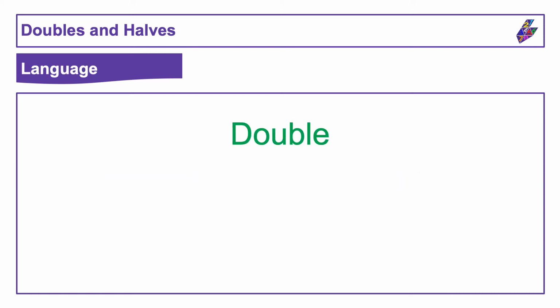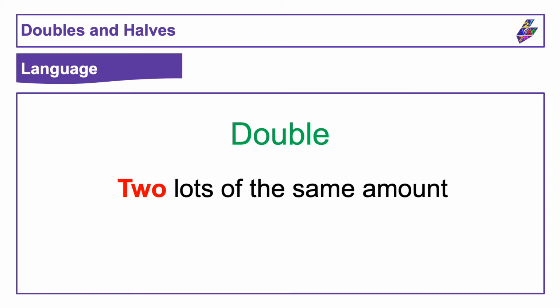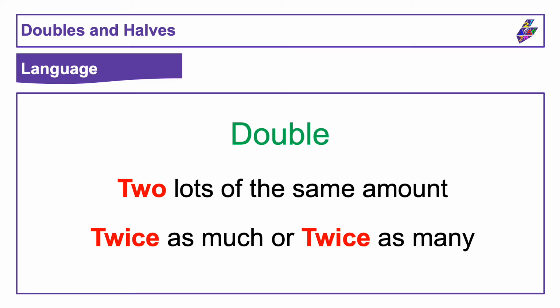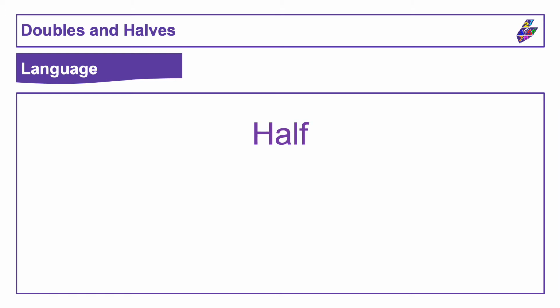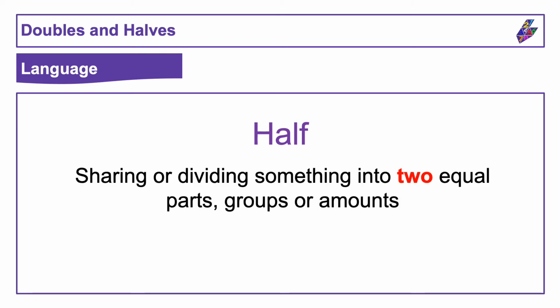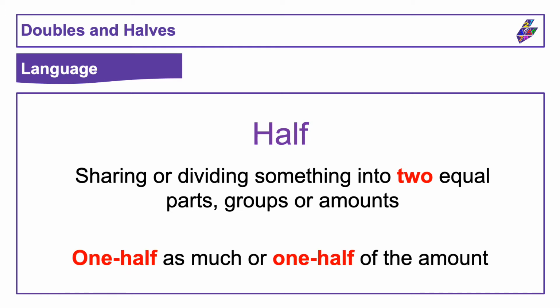As a reminder, double can mean that you have two lots of the same amount. Or it might mean that you have twice as much or twice as many. Half can mean sharing or dividing something into two equal parts, groups, or amounts. Or you might say that you have 1/2 as much or 1/2 of the amount.